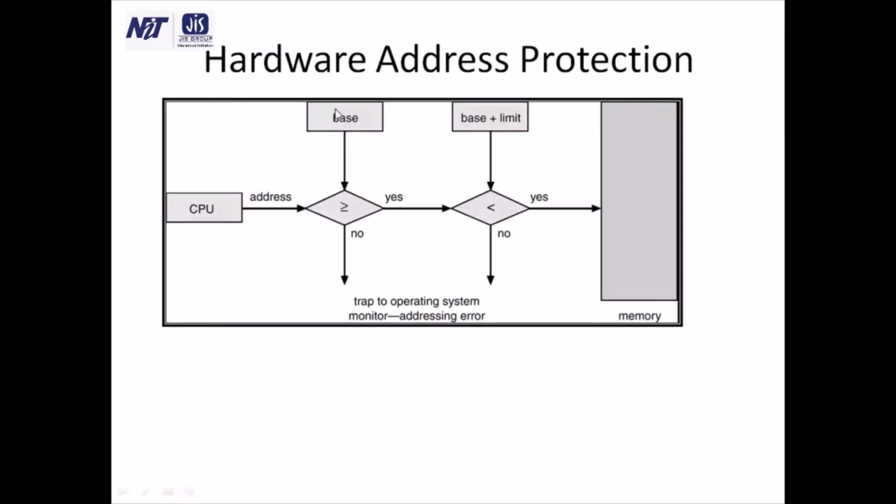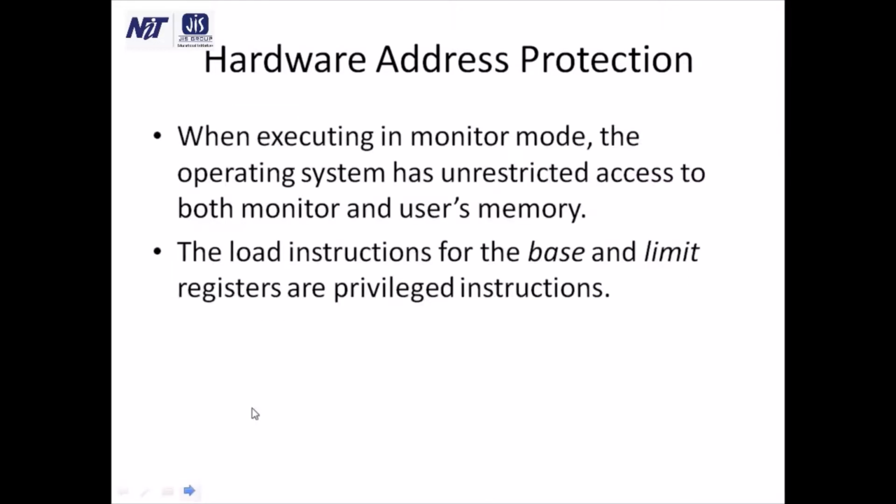So here the hardware address protection happens. A CPU generates an address with the help of base address and limit address and stores this address into memory. For hardware address protection, when executing in monitor mode, the operating system has unrestricted access to both monitor and user memory. At that time, the load instructions for the base and limit registers are privileged instructions.